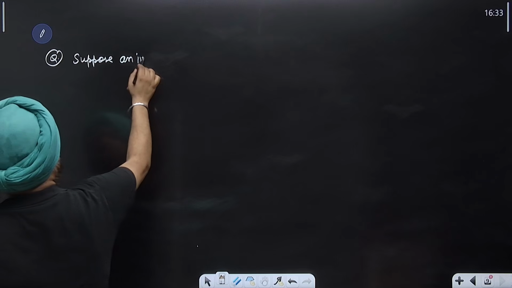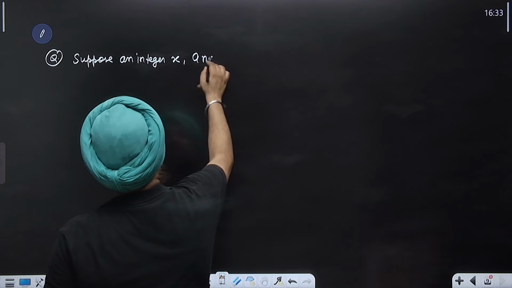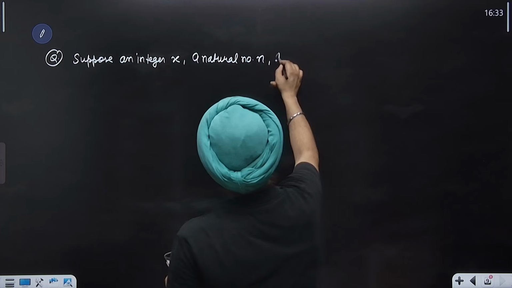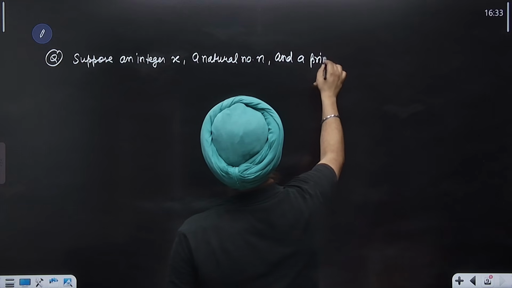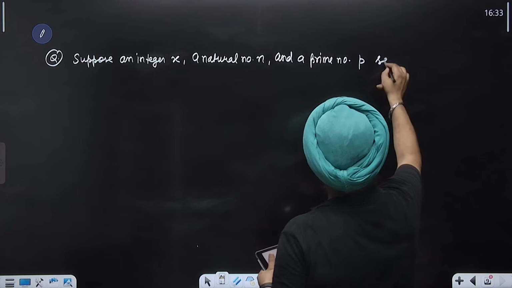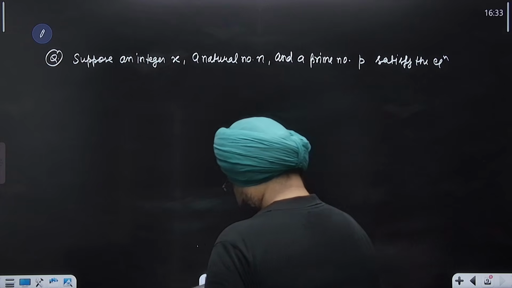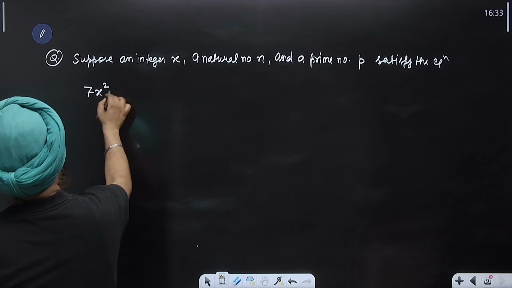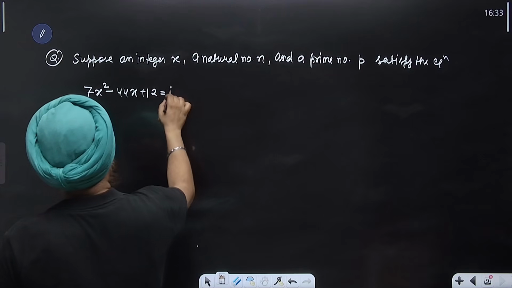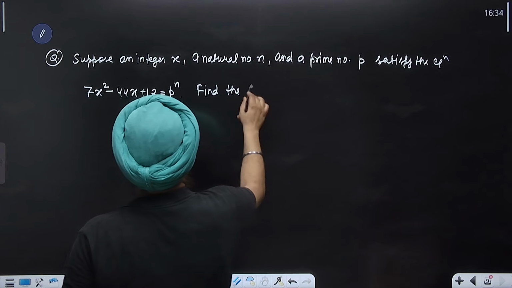Suppose an integer x, a natural number n, and a prime number p satisfy the equation 7x² − 44x + 12 = pⁿ, and we are asked the largest value of p.